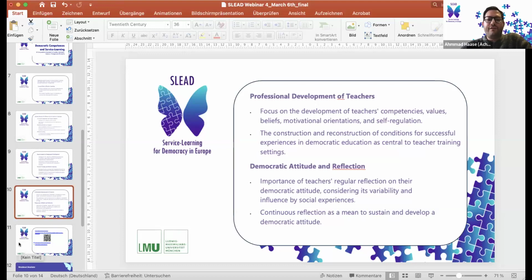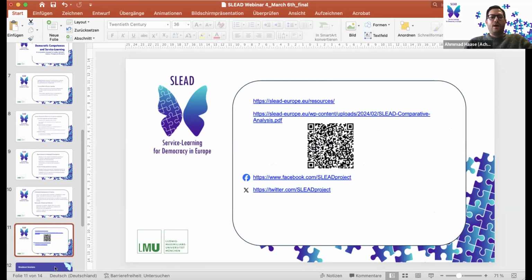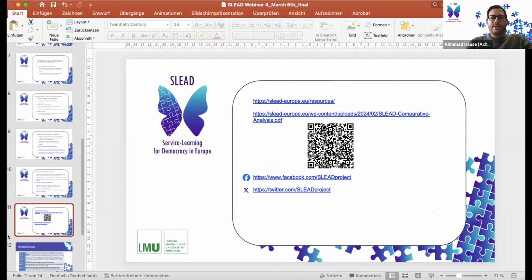So these were the key findings of the country analysis for the countries which were covered. You can find this analysis on our homepage at SLEAD-Europe EU under resources, but I will also give you the link directly in the chat, and you can download the whole analysis there, read it, and get an in-depth view of how service learning in Europe is working or can be conducted and what is necessary to implement service learning in schools. Thank you very much.